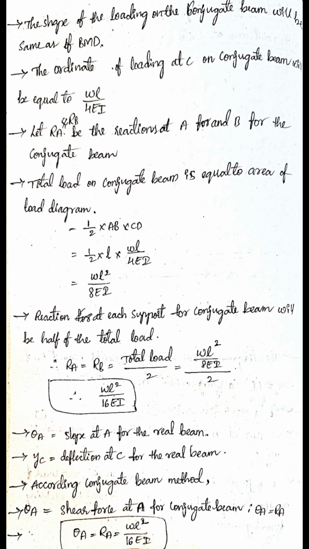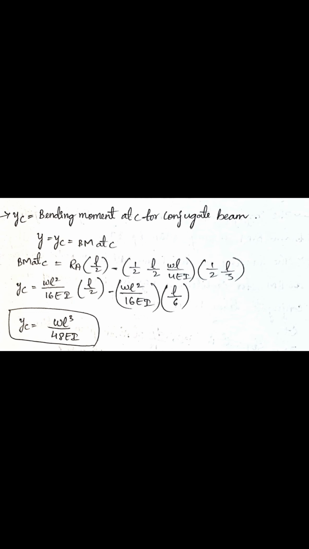So if theta A is the slope at A for the real beam, and YC is the deflection at C for the real beam, then according to the conjugate beam method, the slope at A in the real beam is equal to the shear force at A in the conjugate beam, and the deflection at C in the real beam is equal to the bending moment at C in the conjugate beam. So theta A is equal to the shear force RA, which is WL²/16EI. To find the deflection at C in the real beam, YC is equal to the bending moment at C in the conjugate beam.